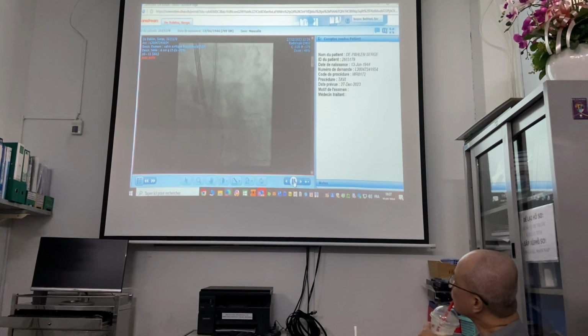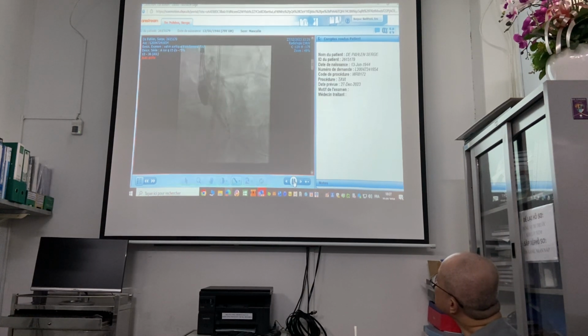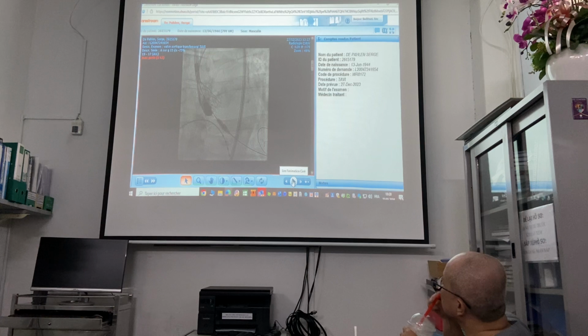So when you deploy, you use some contrast medium to see if the valve is at the right position. And here we see that the valve is opening up, you see that? But if you look, this is the opposite, so it is not opening well, and the valve is a little bit too high. In that case you can recapture the valve and put it a bit lower. That's what we did. So we recapture the valve and put it a bit lower.